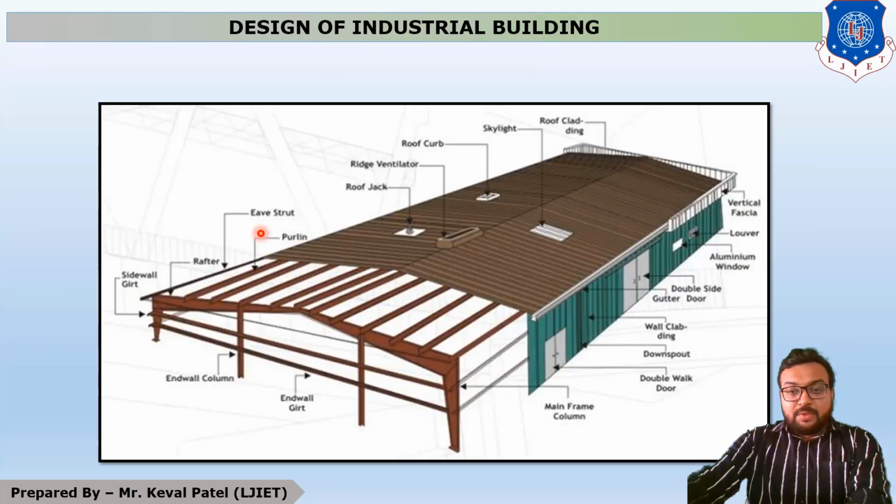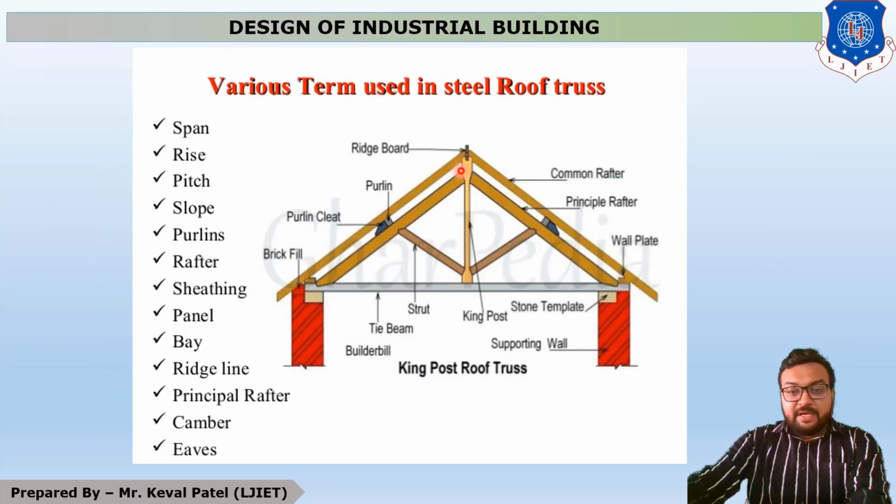Now the vertical distance from the main tie to the top of the portion is called rise. So this is our rise portion. If we have to find the slope, then the angle with respect to the horizontal is alpha. If we have the value of rise and the value of span, then tan alpha is rise divided by span by 2. All these things are useful in today's session.